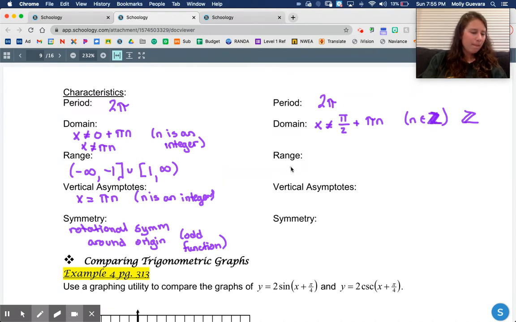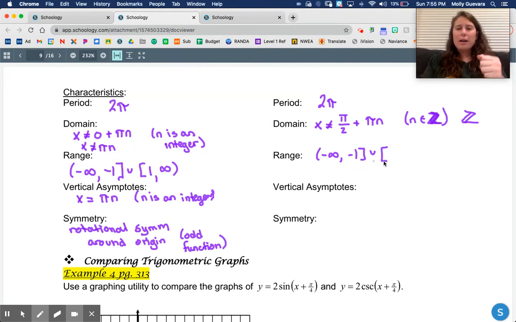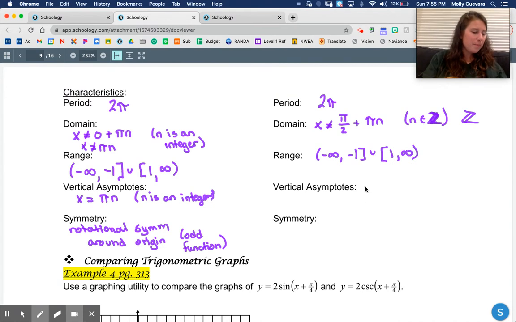Okay. Range. So again, I come up from negative infinity. I'll go all the way to -1. And then I skip over. The U just means union, so like with. I skip everything over until I get to 1, and then I go back up to the infinity. So the range there is the same.